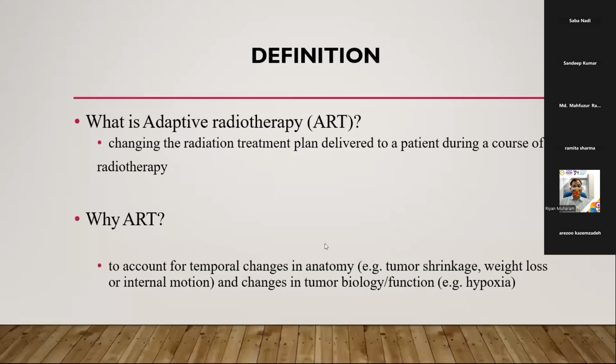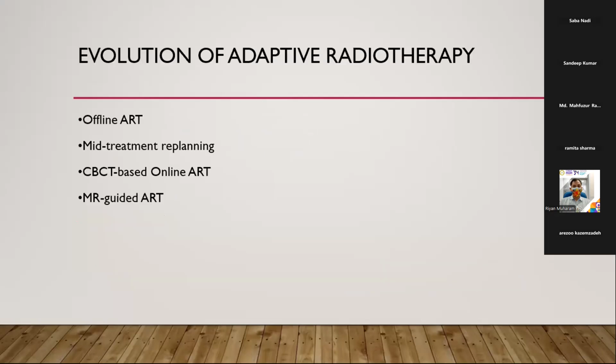Now, in order to account for the temporal changes in the anatomy, like tumor shrinkage and internal motion, we need to have ART. So let's see the evolution of adaptive radiotherapy. In the clinics earlier, consultants were performing offline ART. When the patient comes to the clinic and the clinician notes a change in the weight of the patient, they re-simulate the whole thing, then the replanning is done, and the new plan is given for treatment on the machine.